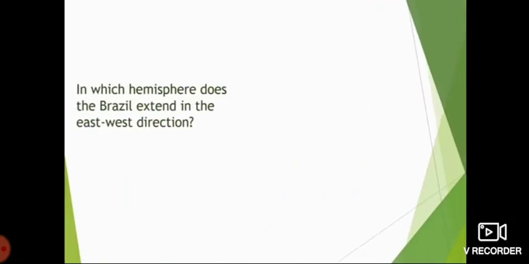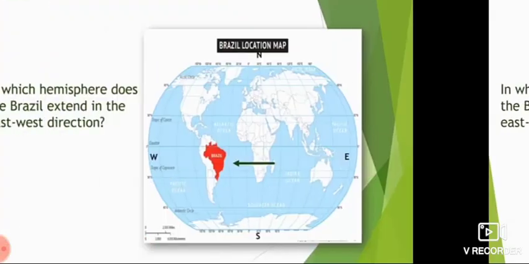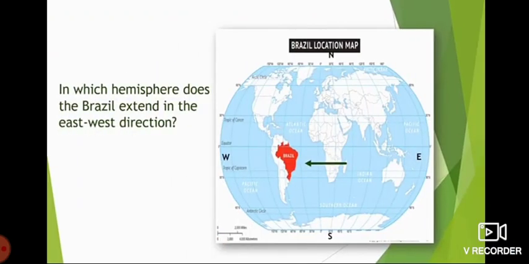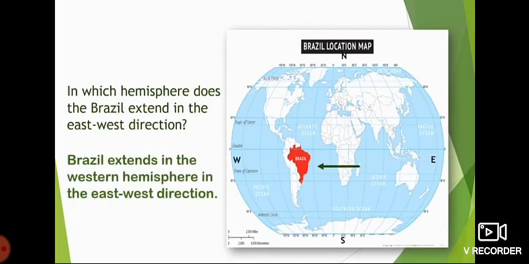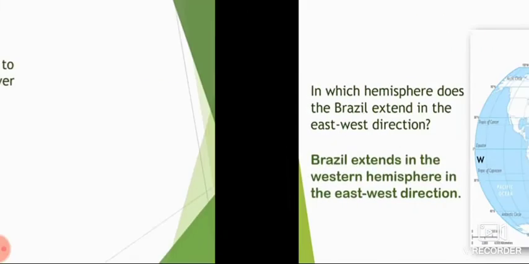Okay, the next question. In which hemisphere does the Brazil extend in east-west direction? Can you all tell me? At the beginning of the video we have seen. Yes, western hemisphere. See here, it is totally in the western part. Yes, so we can write the answer as Brazil extends in the western hemisphere in the east and west direction. Got it? Now the next.